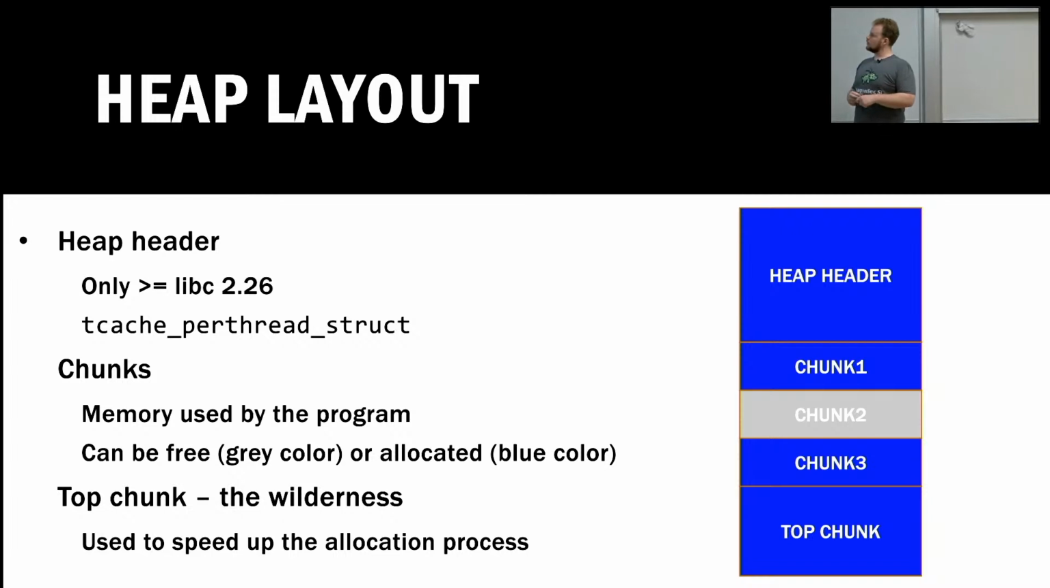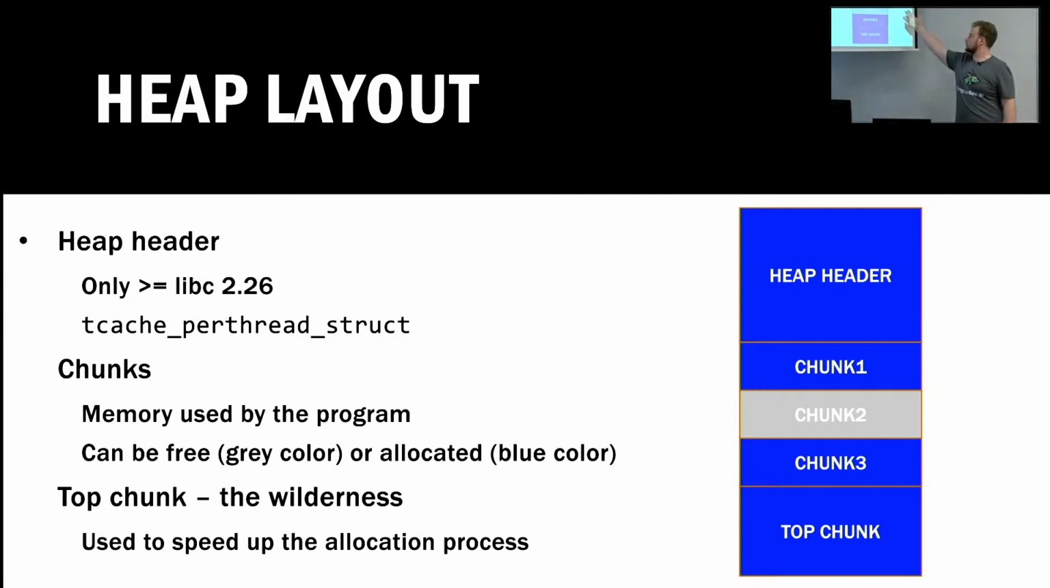And memory on heap can either be allocated or free. So you can have chunks on heap that are currently being used, so they are allocated, or that are not being used, and so they are free. See, in this scenario, chunk 2 has been freed, and chunks 1 and 3 are being used, so they are allocated. Then we have a special chunk that's called the top chunk, or the wilderness, and it's there to speed up the allocation process, and we will take a look at the top chunk closer in the next slide, so I won't talk about it much now.